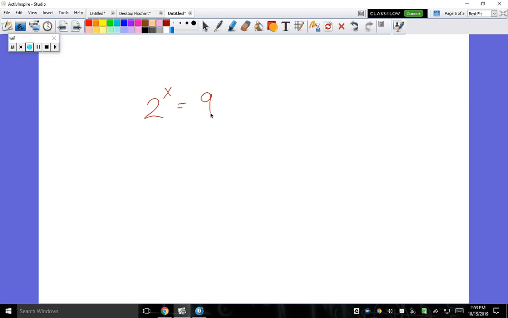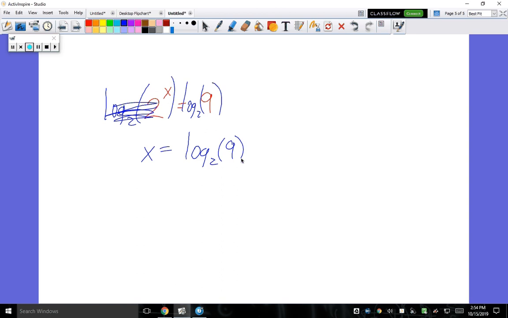But it's this one that people struggle with. How do I cancel the base of 2? Log base 2 of both sides. So these cancel to a form of 1, and I'm left with that. See, but a lot of people, that doesn't sit well with them.